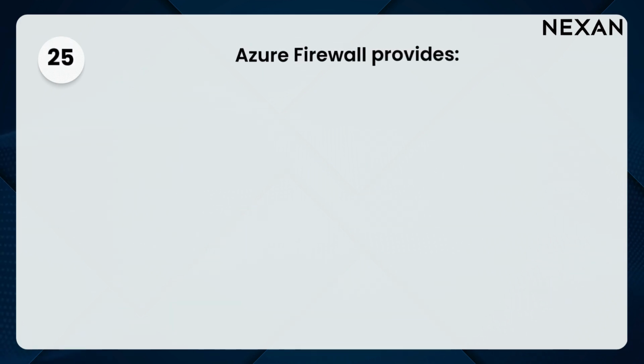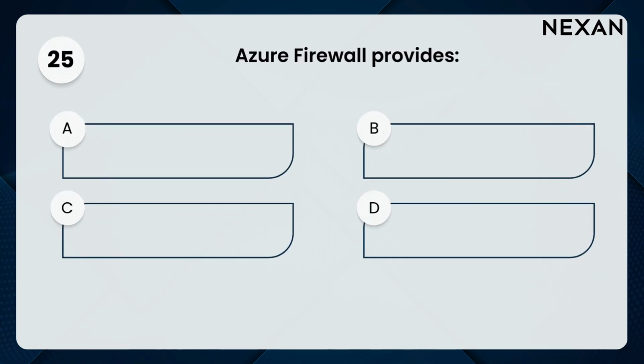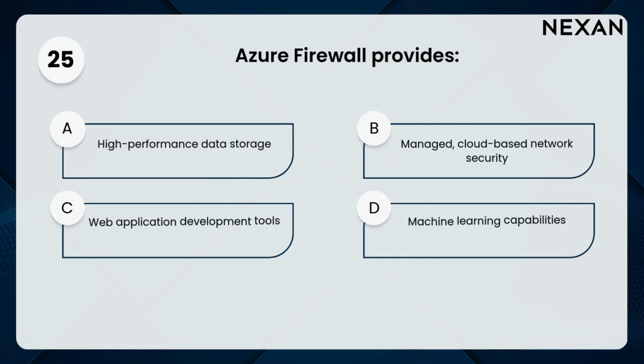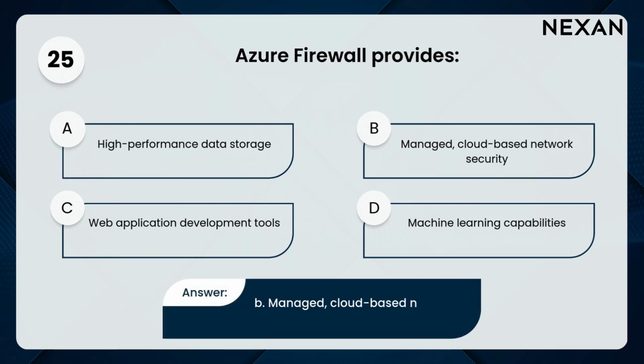25. Azure Firewall provides A. High-performance data storage. B. Managed cloud-based network security. C. Web application development tools. D. Machine learning capabilities. Answer. B. Managed cloud-based network security.